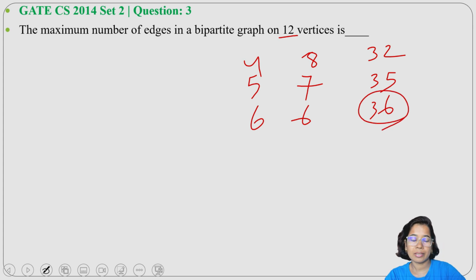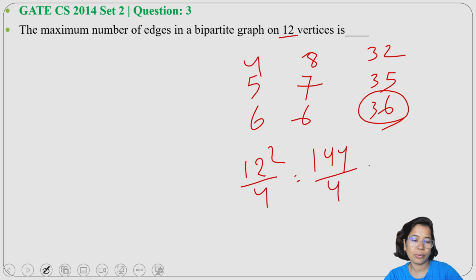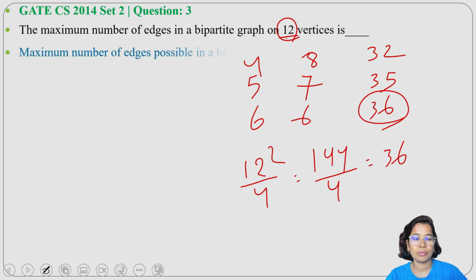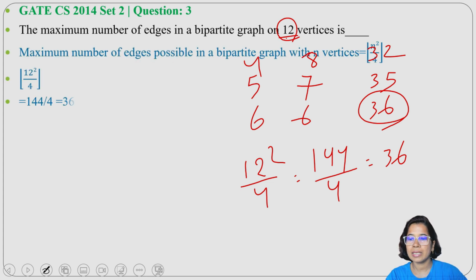For this there is a formula that we can use: 12 square divided by 4. So 12 square is 144, divided by 4, it's 36. Either you can divide 12 into two parts, one side will be one set of vertices and the other side the other set, and you multiply to find the number of edges and check which one is the highest, or simply use the number of vertices square divided by 4. So here the answer is 36.